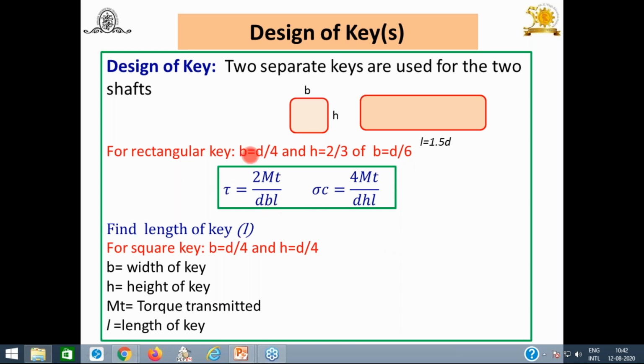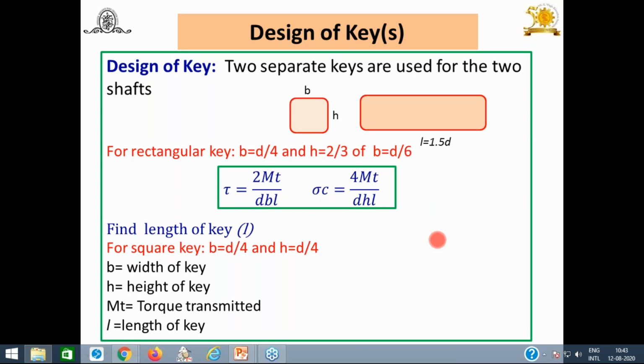What you have to do? For a given material for the key, you can find tau permissible equal to 0.5 SYT upon FOS, and sigma c equal to SYT upon FOS. Then use 2Mt upon dBl and 4Mt upon dhl. You can substitute d, B and h here and find the length against shear failure and the length against crushing failure, and whichever is the larger length, you can say that is the length of the key. This is another approach. Sometimes such a question may be asked in the same examination. Otherwise, in case of design of coupling, you can check tau induced and sigma c induced, and they should be less than the permissible stresses. Try to understand. This is about the third element, design of key.